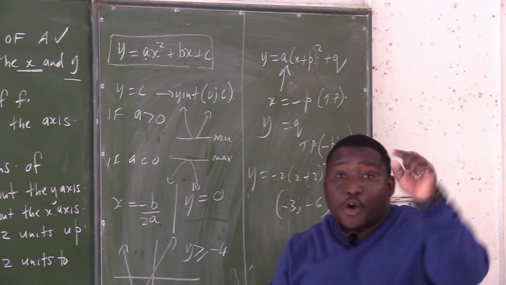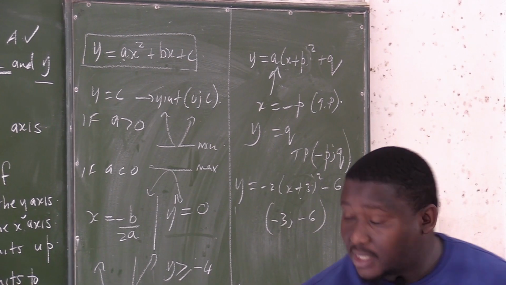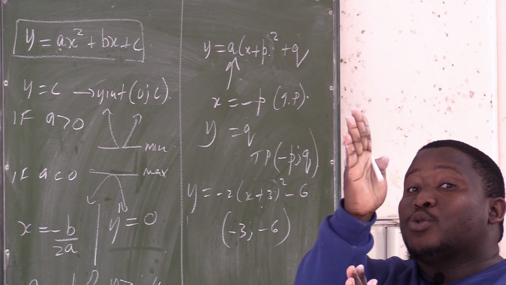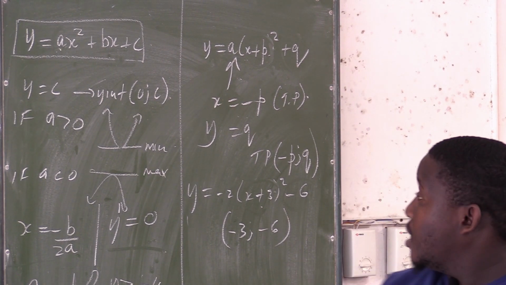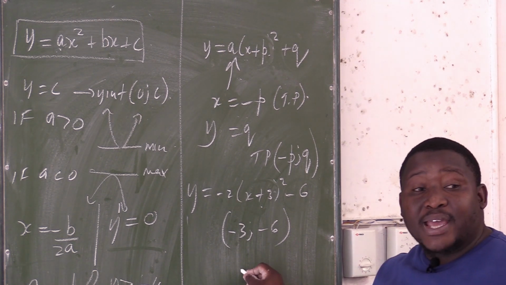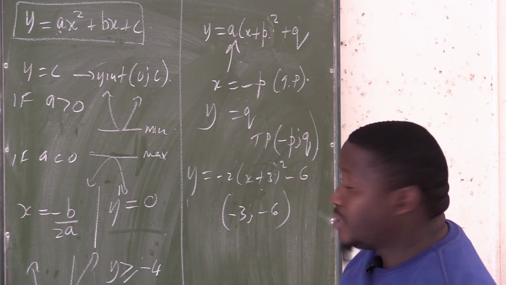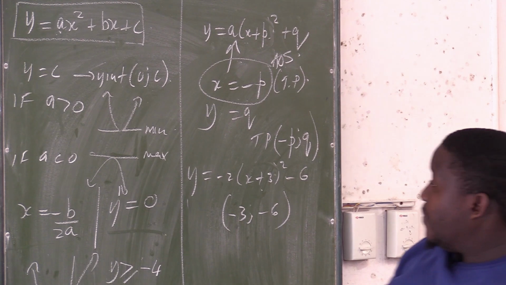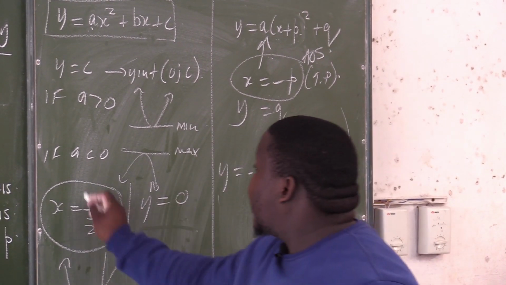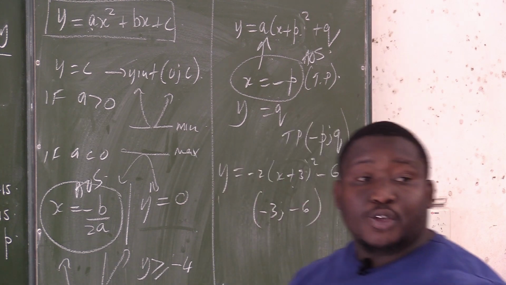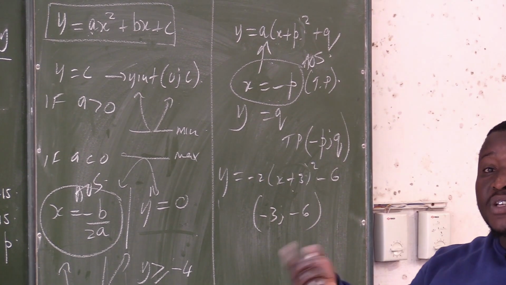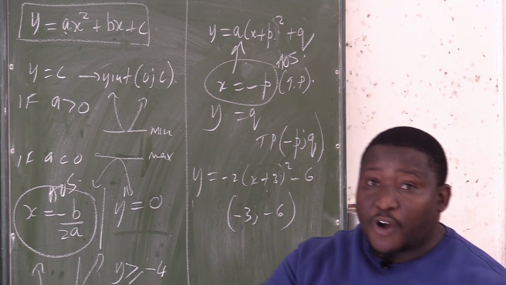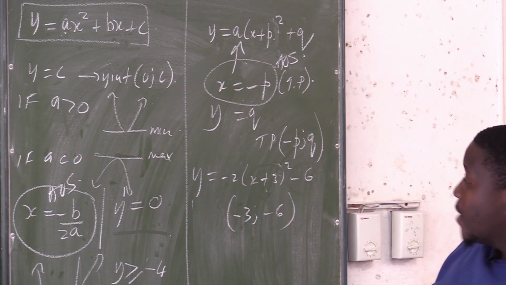Now, we have the axis of symmetry. Remember, the axis of symmetry divides your graph into 2 equal halves. It means here the axis of symmetry will be the x value of the turning point. It means this x equal to minus p is my axis of symmetry. This x equal to minus b over 2a is the axis of symmetry. So if they say to you, write down the equation of the axis of symmetry, you go to the graph, check the turning point. What is the turning point? What is the x value there? If x is 4, then x equal to 4 is the equation of the axis of symmetry.